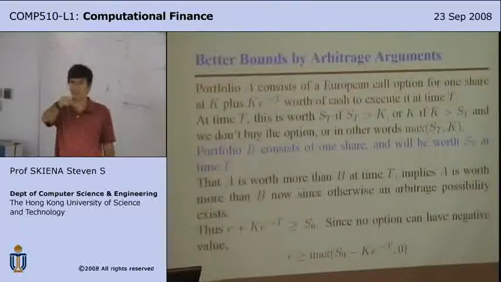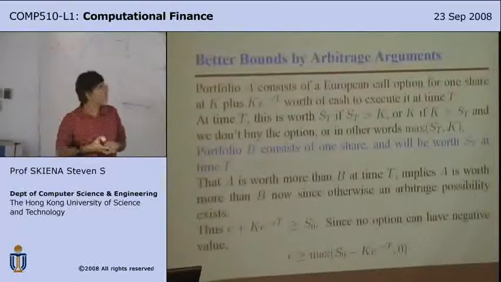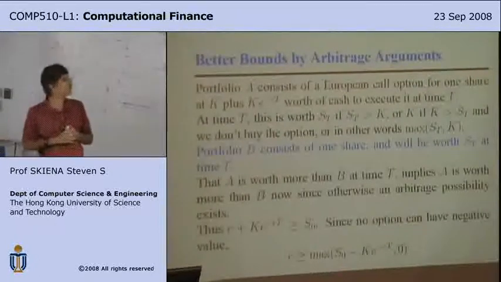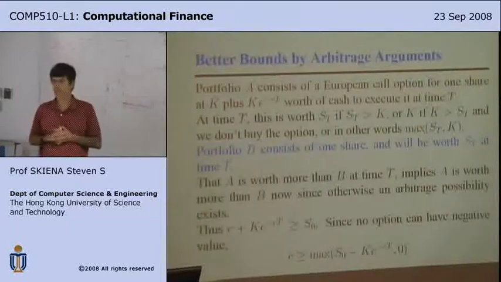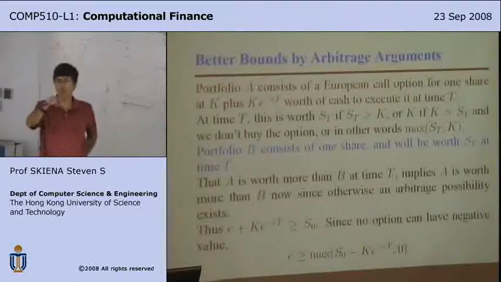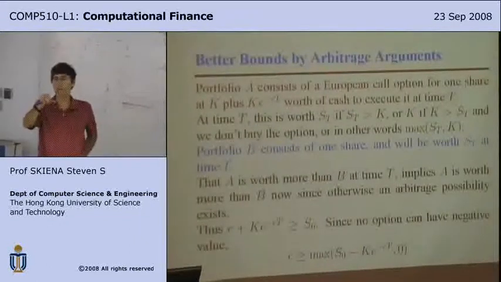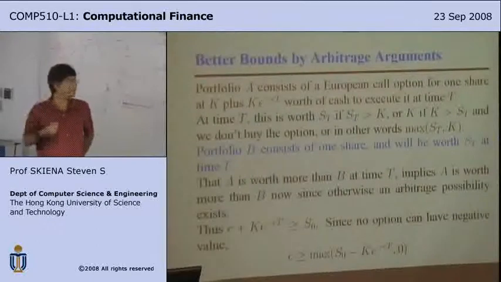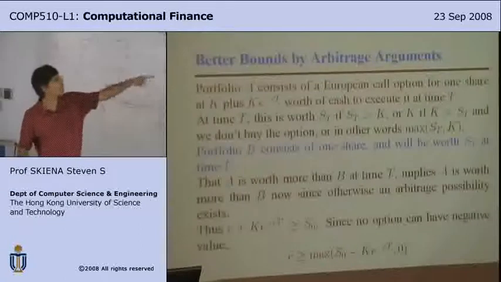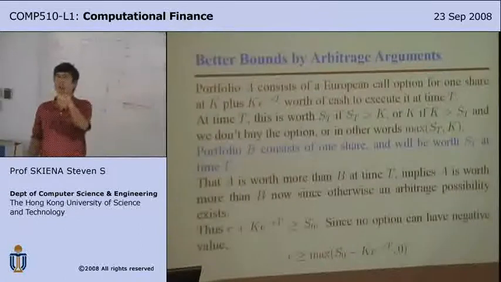Any questions? Now, what if I have a portfolio B that consists of just one share? What is that going to be worth at time t? Well, it's going to be worth the current price of the stock, S of t. Which portfolio would you rather have, A or B?